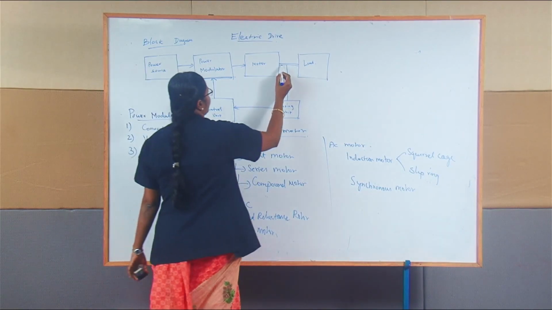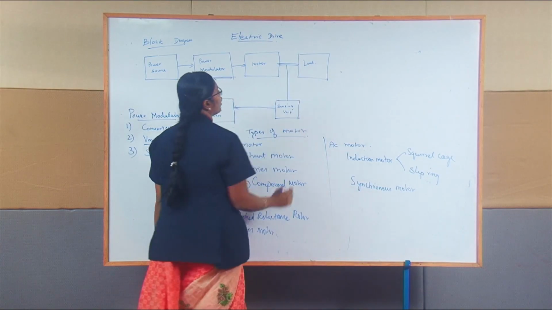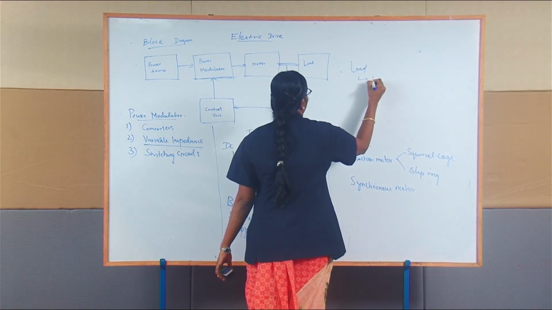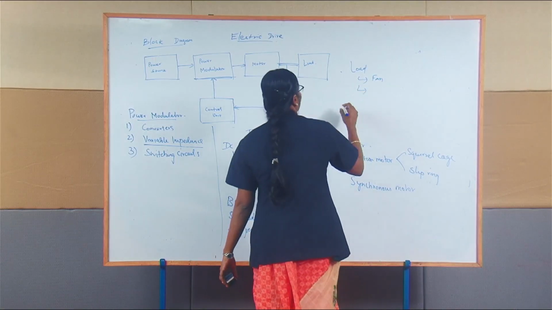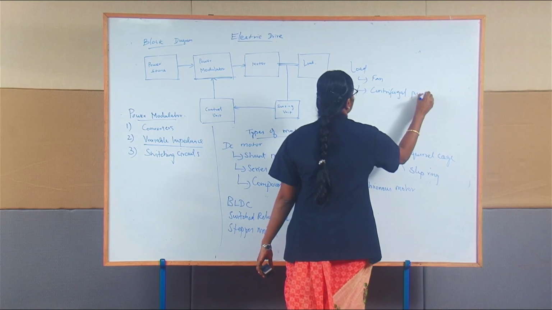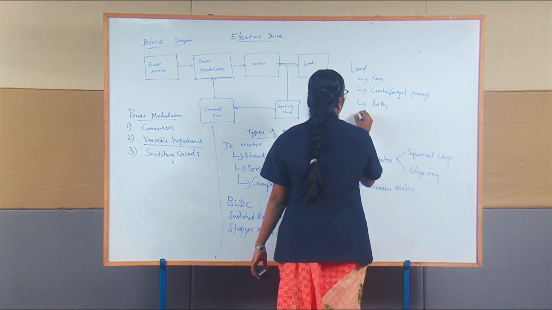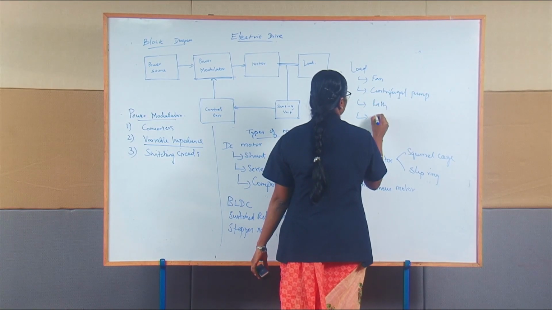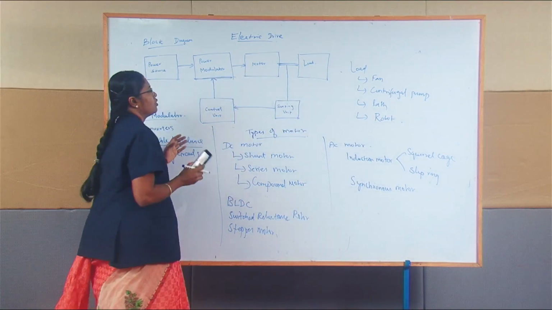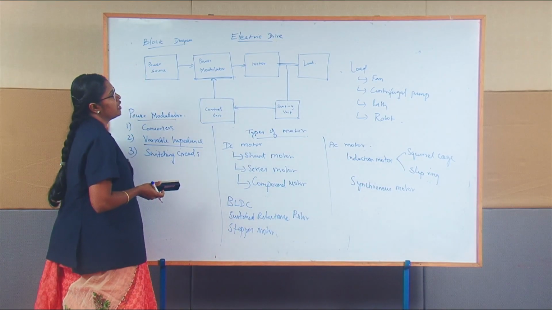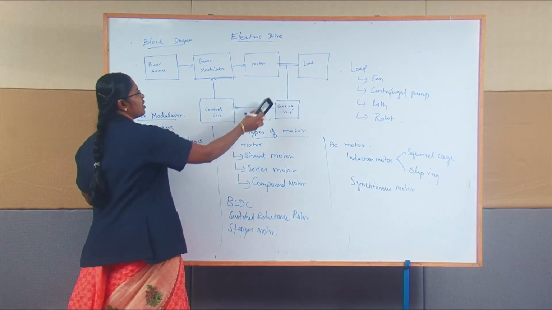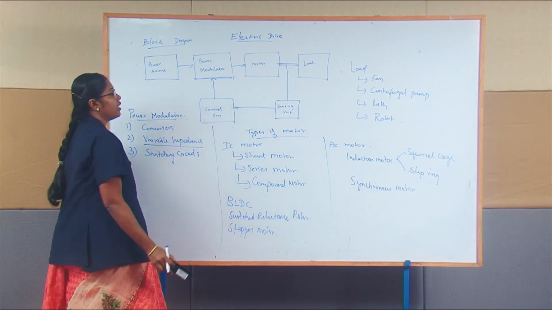And this motor is going to supply the load, and this load can be a fan load, or it may be a centrifugal pump or lathe machine, or it may be a robot, anything, okay? So to have a precise speed control, again we need a closed loop system. For a closed loop system, we need to sense the output parameter and we need to correct the error, right?